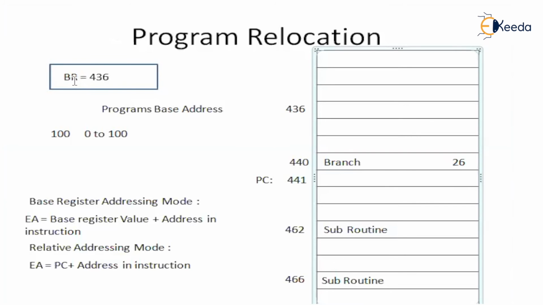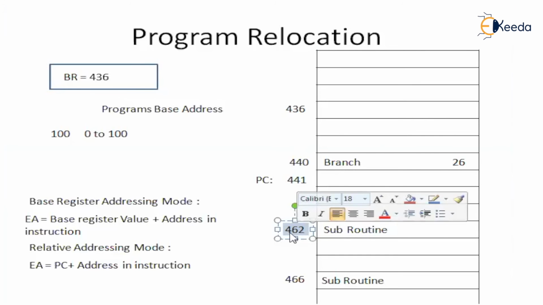Let us see base register addressing mode. In the base register addressing mode, the address part of the instruction will be added to the contents of the base register for an appropriate branch. So this 26 will be added to 436, which will take me to 462. This is the 462 address of the main memory and the 26th location of my program.